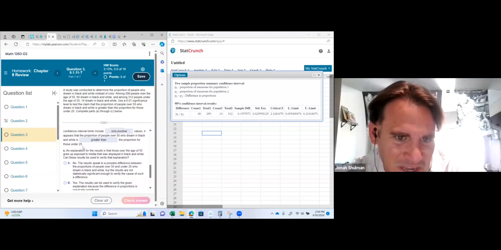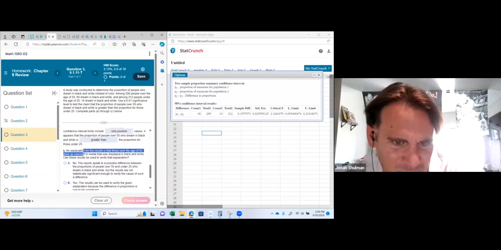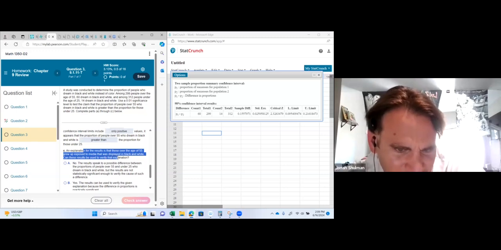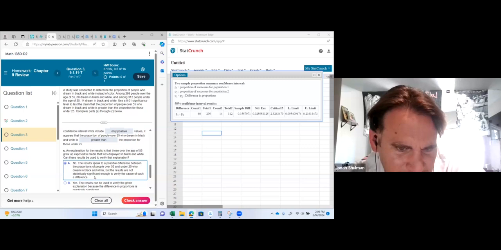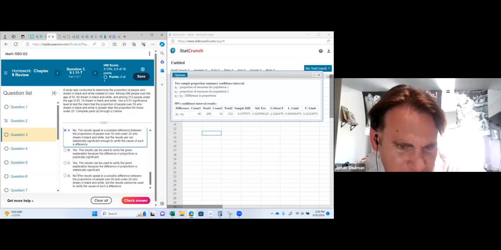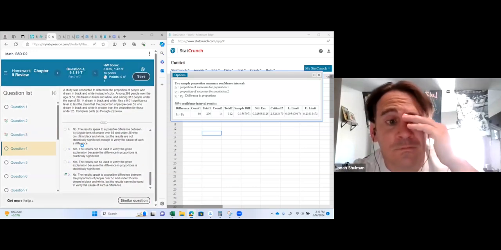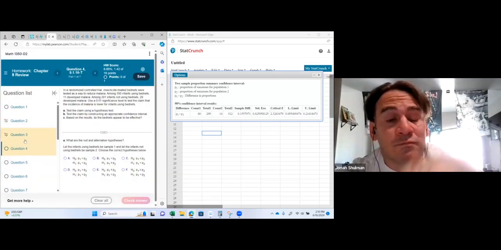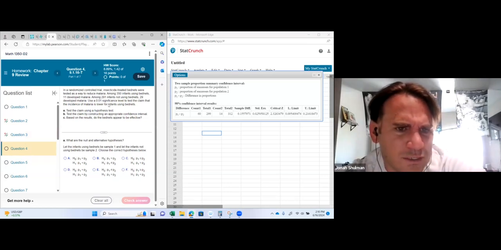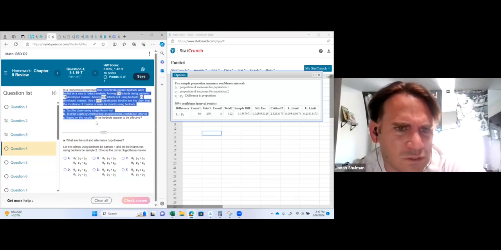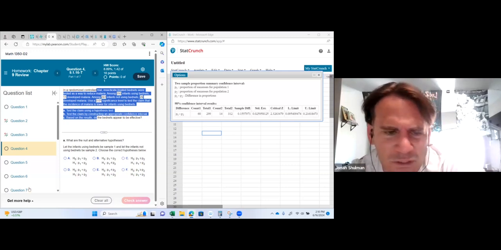It asks for an explanation for the results: that those over 55 grew up exposed to media that was displayed in black and white, and whether this can be used to verify that explanation. I don't like that. I like no. Sweet. So I got that one right. Just try your best on them. If you get confused about it, just use the proportions. If it has the p's in it, you're going to be using the proportions.